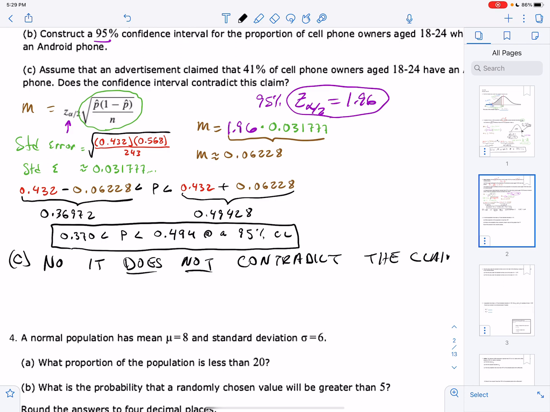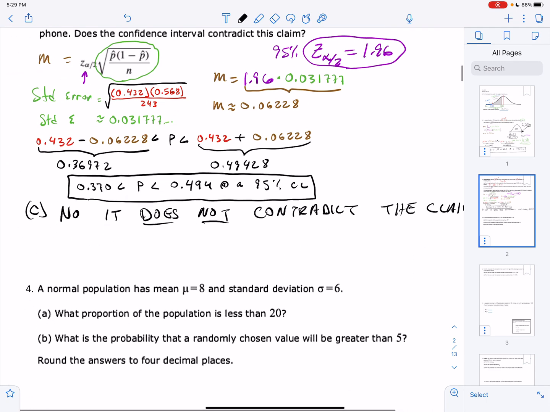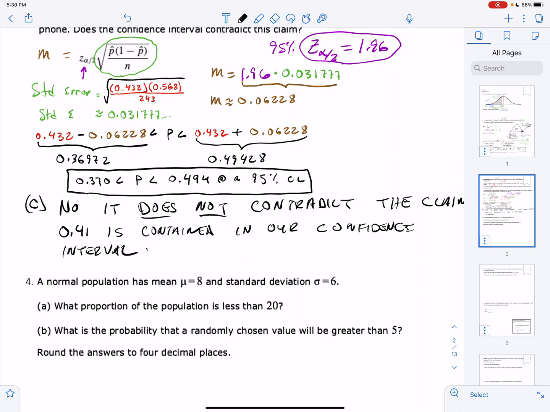I think I'll just leave it at that. I could restate the whole thing again. I'm probably supposed to. But let me say why. Why does it not contradict? Because 0.41 is contained in our confidence interval. All right, so that takes care of problem number 3, and we will continue. I'll do this in pieces and parts.